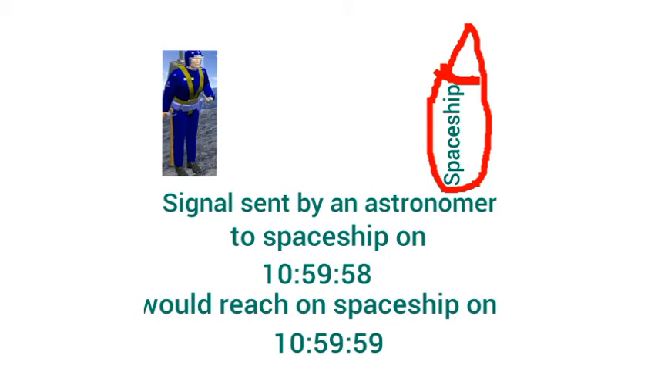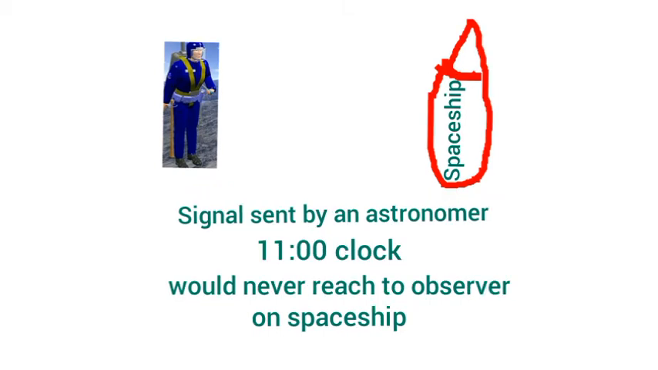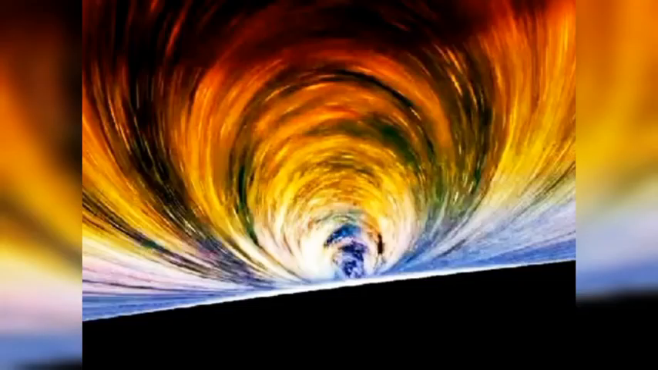They would have to wait only very slightly more than a second between the astronaut's 10 hour 59 minute 58 second signal and the one that he sent when his watch read 10 hour 59 minute 59 second. But they would have to wait forever for the 11 o'clock signal. The light waves emitted from the surface of the star between 10 hour 59 minute 59 second and 11 o'clock by the astronaut's watch would be spread out over an infinite period of time as seen from the spaceship.